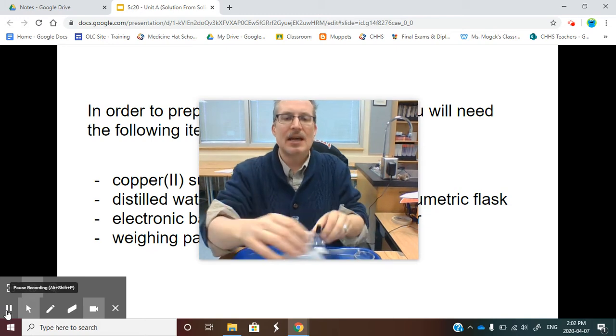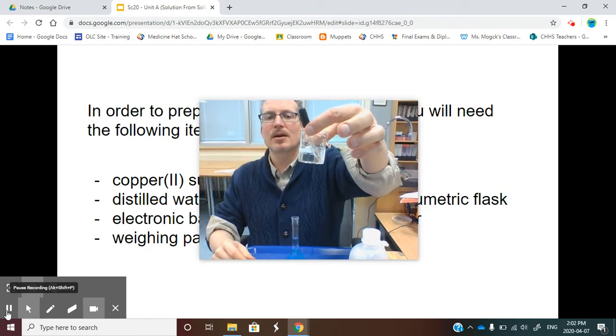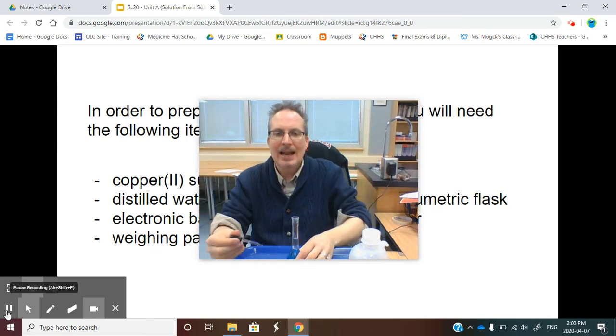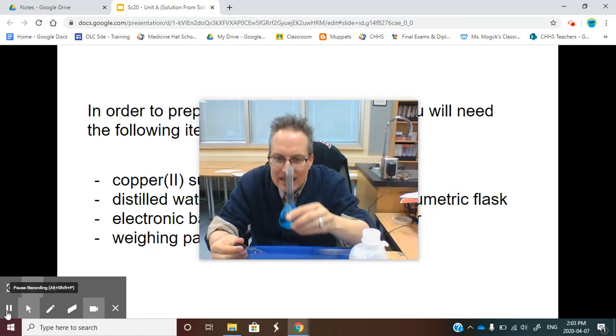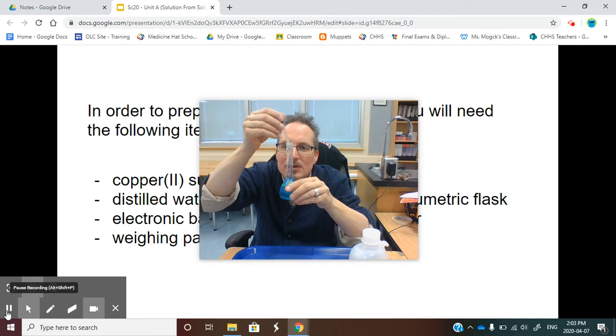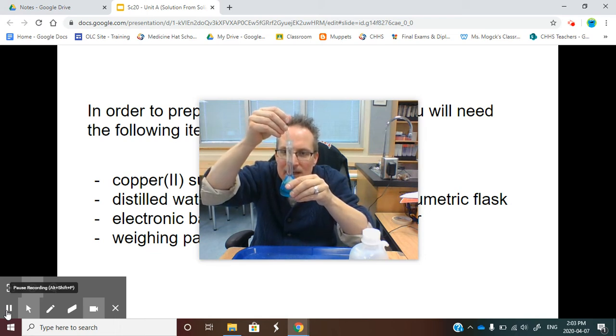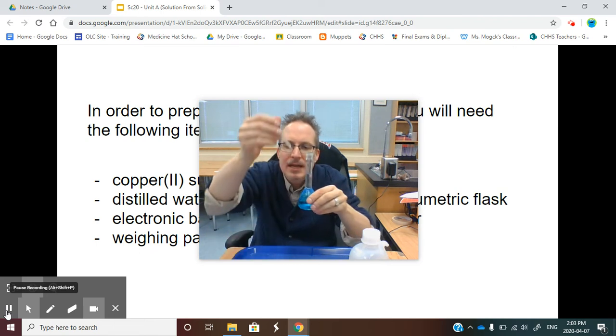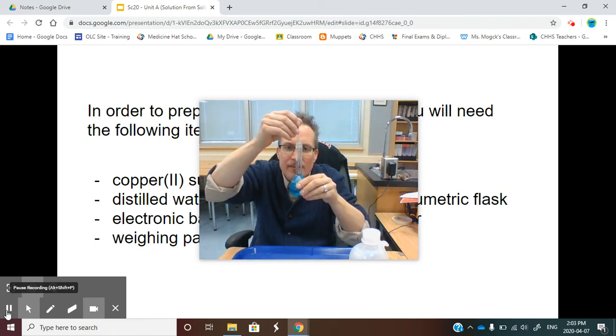So instead, I have a little bit of distilled water with an eyedropper, and I'm going to, at exactly eye level, put in this water until the bottom of the meniscus is exactly just touching the calibration line. Looks like I need probably 2 drops more. 1.